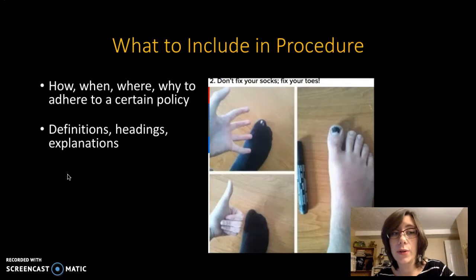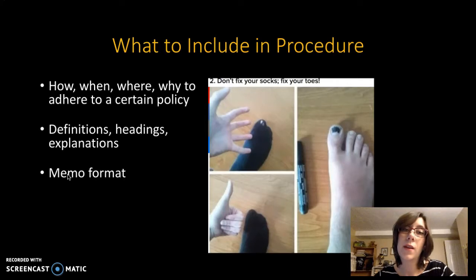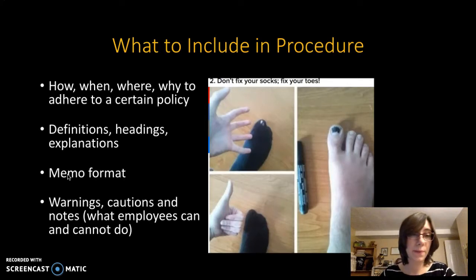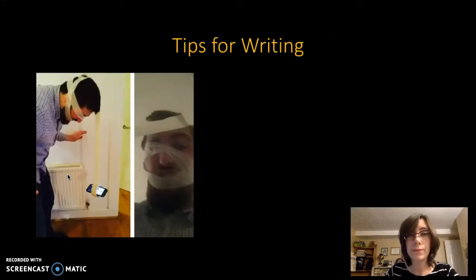Make sure you use headings. Make sure you give explanations when they're needed. And make sure you include definitions if you need to. For instance, if you were writing a procedure about how to dress appropriately for work, you probably need to give a definition of what is appropriate and what is not appropriate. Okay? Make sure your procedure is in memo format, and make sure you include warnings, cautions, and notes about what employees can do and what they cannot do or should not do. Okay? Here's a couple other tips for writing your procedure.